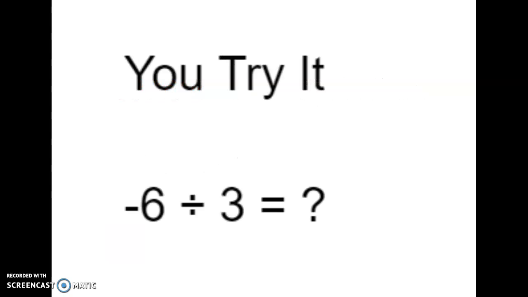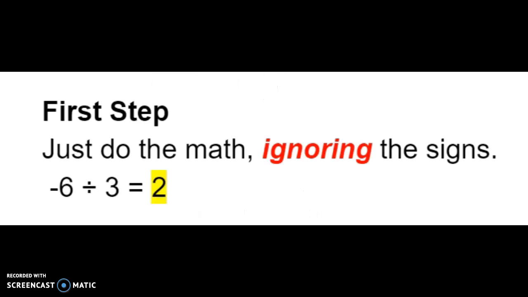Here's one for you to try, and then we'll go over all 3 steps. Negative 6 divided by 3 equals, pause the video for a moment while you work out the steps, and then we'll go over them together. All right, the first step, ignoring this negative here and just doing the math, 6 divided by 3 gives us 2. That should have been your first step.